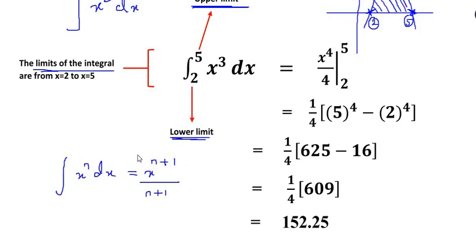But the rule remains the same, that is the power of x will be incremented by 1 and the same power should be written in the denominator. So taking this formula into consideration, you can see the same formula is applied. x cube, here the power of x is incremented by 1, so it has become x to the power of 4, and the same power is repeated in the denominator.